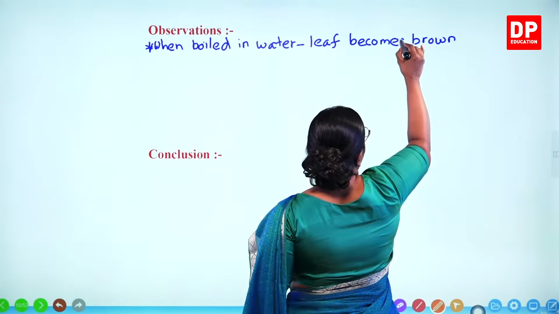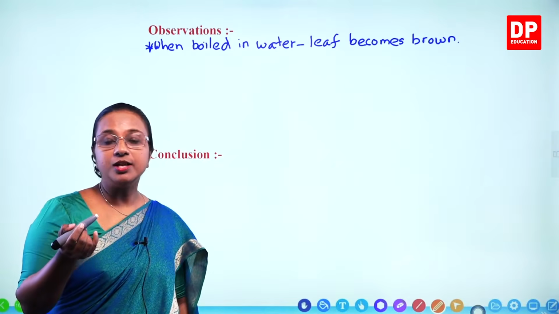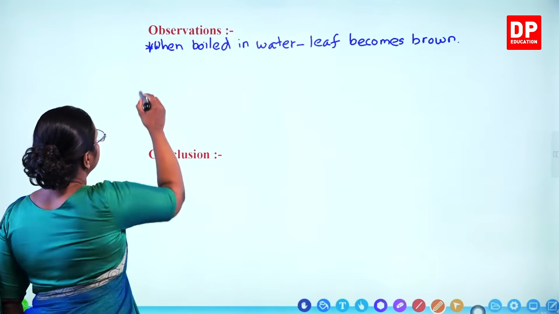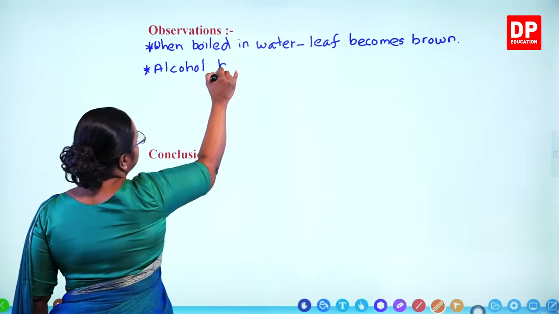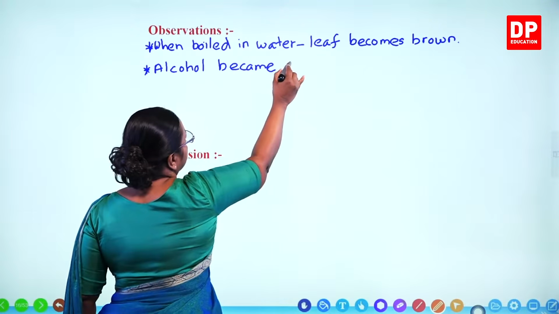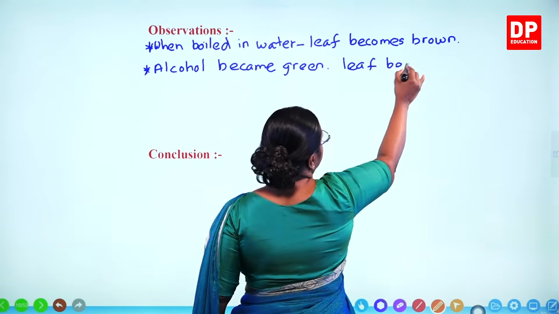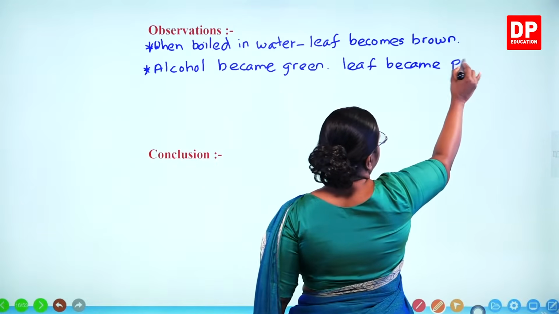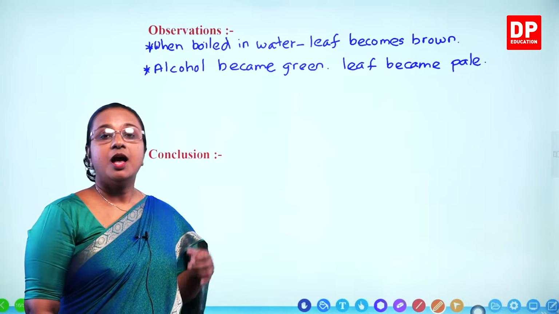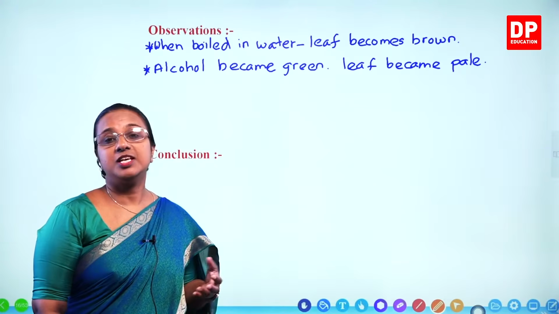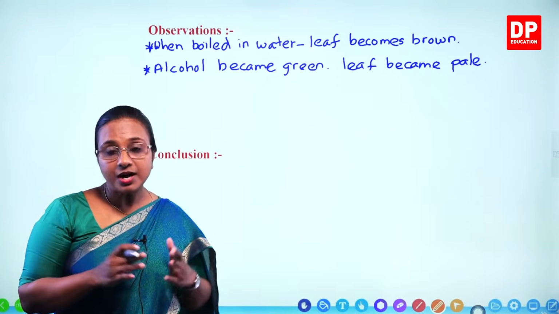Then we boiled it in alcohol using a water bath. Then what did you see? Alcohol became green, leaf became pale. This was the next observation. After that, we washed the leaves in water. Then you got an almost pale color, transparent leaf.